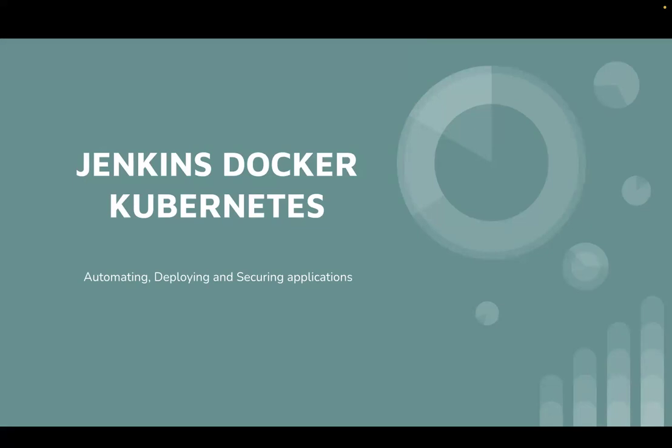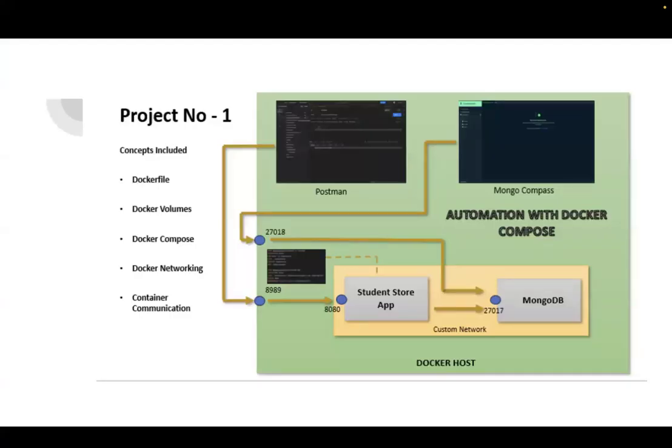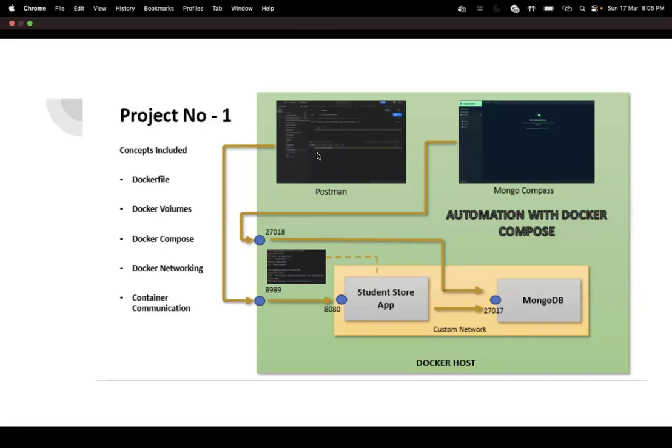The first project in the course is with respect to Docker and Docker Compose. There will be two different microservices: as an example, I have taken a student store application and a MongoDB application. In Docker, we call these applications containers; they run inside containers. The student store application has APIs, application programming interfaces. If you are a developer, you will understand what an API is.